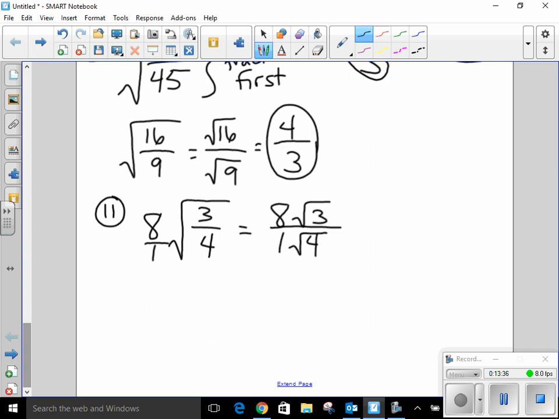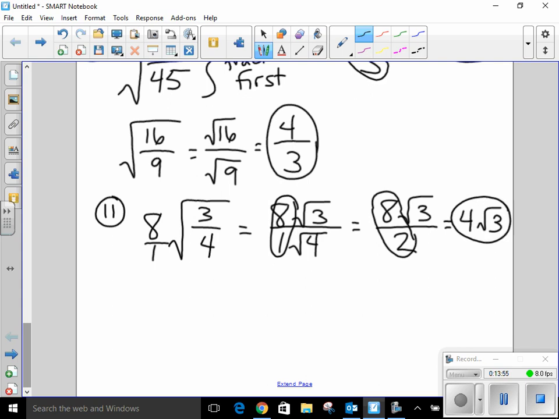All right, so now when I actually go to look at this, 8 divided by 1, my outside numbers, is still going to stay 8. Square root of 3 cannot break down, so it stays radical 3. Square root of 4 turns into 2. Again, look at your outside numbers, and this time 8 can divide by 2. So my final answer is going to be 4 radical 3. Okay, and that's where you'll stop when you can't break it down any further.